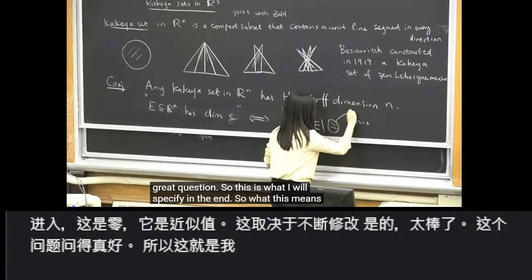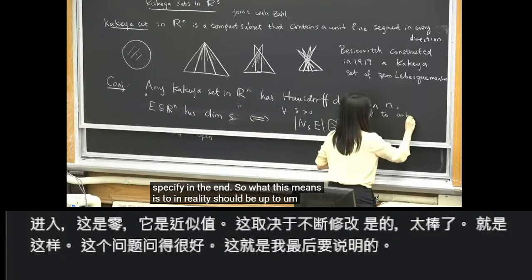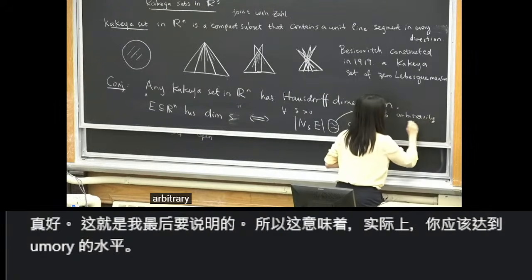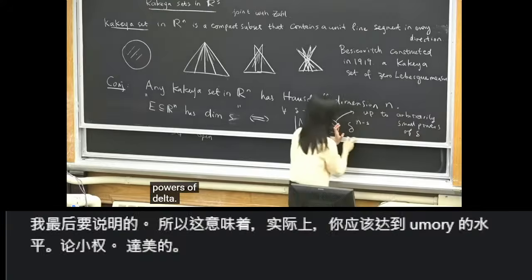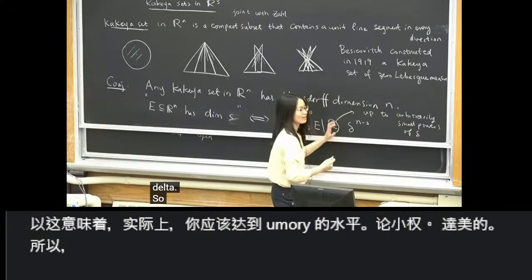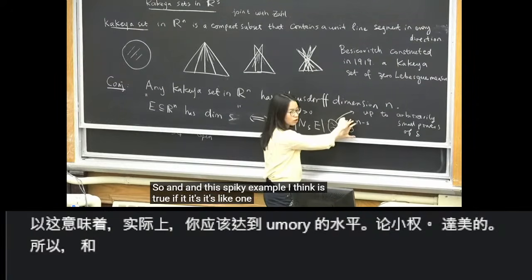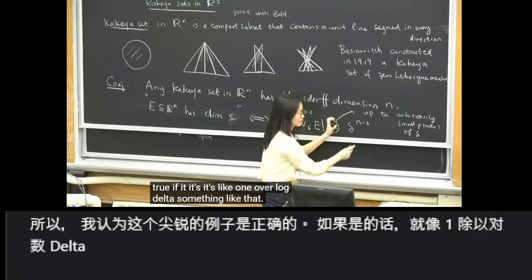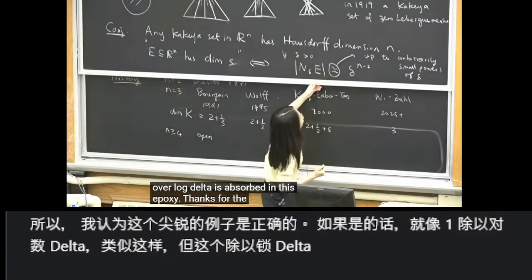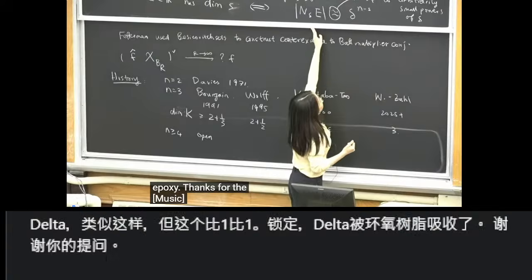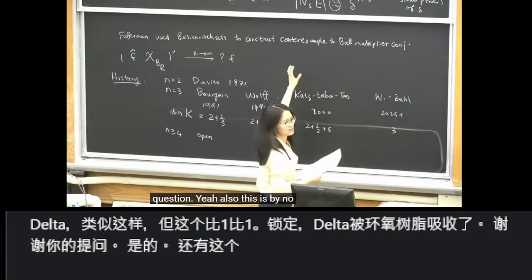So what this means is, in reality, it should be up to arbitrarily small powers of delta. And in this spiky example, I think it's true if it's like 1 over log delta, something like that. But this 1 over log delta is absorbed in this approximate. Okay. Thanks for the question. Also, this is by no means rigorous.